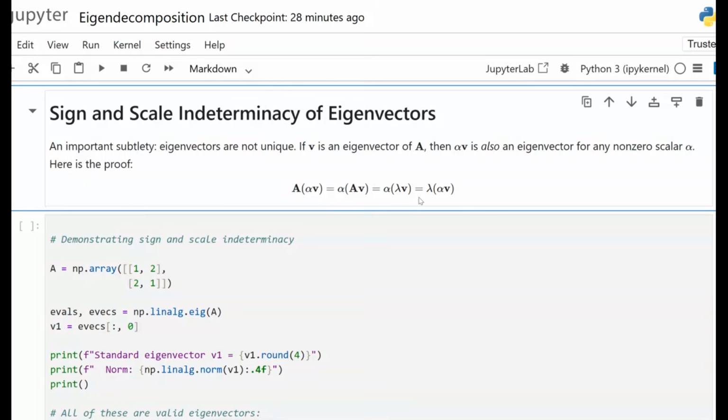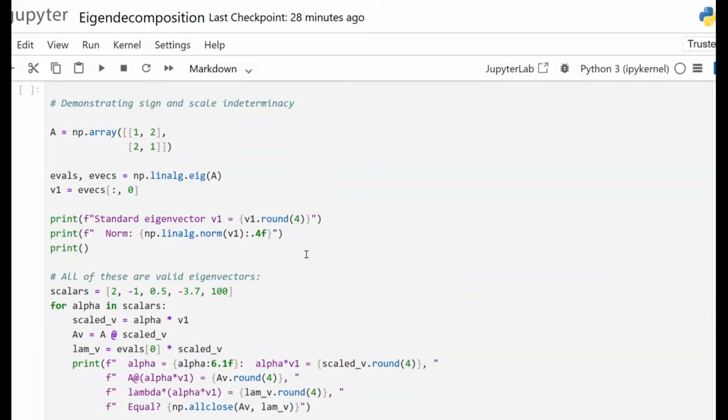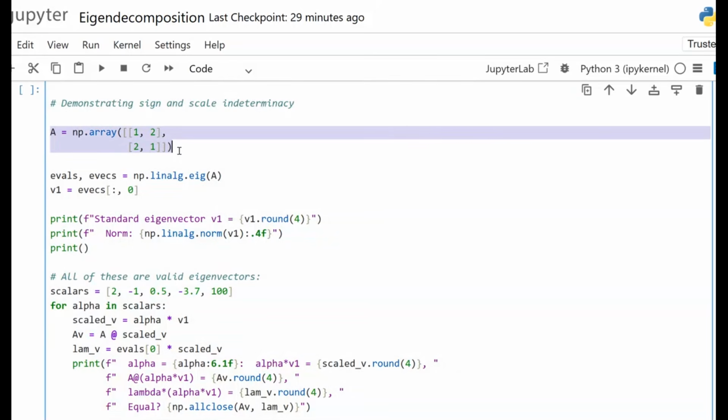Okay, let me just discuss that by using the code. This exact script demonstrates a fundamental property of eigenvectors. They are not unique in magnitude or sign, only in direction. Here we are just starting by defining the matrix. So kindly just observe, dear friends.